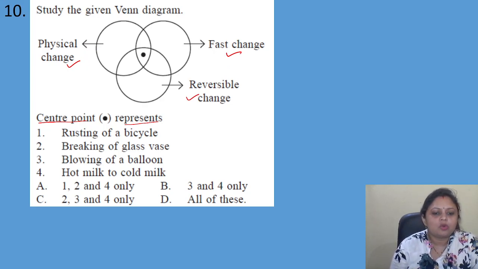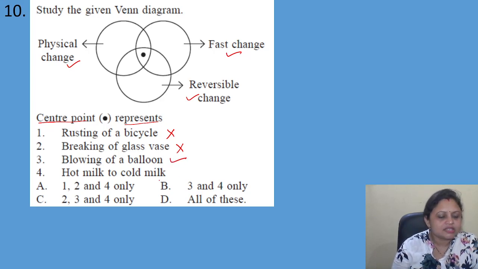Okay. So, now see, rusting of bicycle, it is not a physical change. Okay. Breaking of glass vase, it is a physical change, fast change, but it is not a reversible change. Then coming to blowing a balloon, that is physical change, fast change and reversible change. Hot milk to cold milk, it is also physical, fast and reversible change. So here the correct answer is option B, 3 and 4.